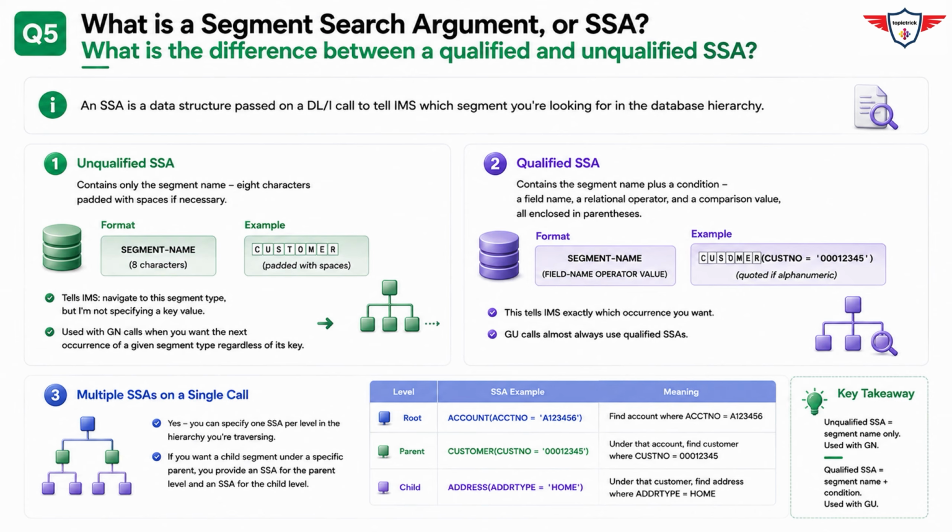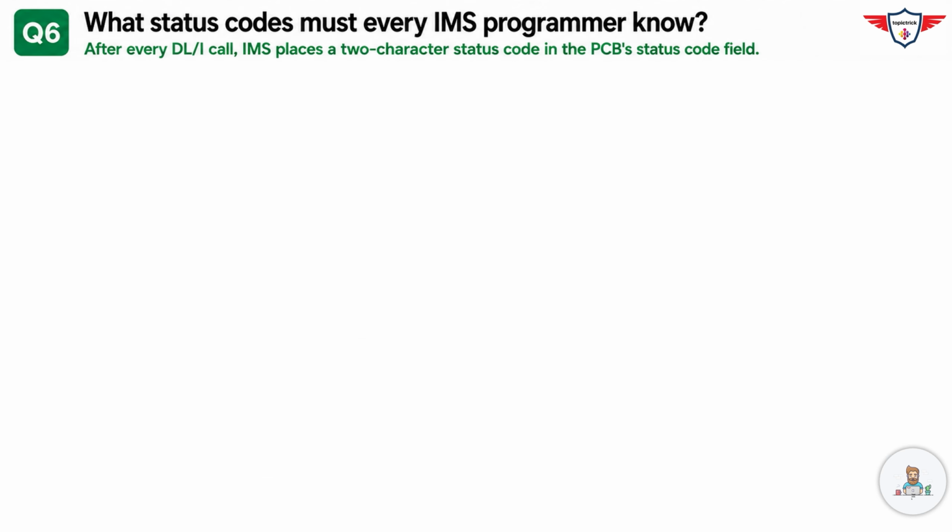Now, interviewers often ask a follow-up question, that is, can you use multiple SSAs on a single call? And the answer is yes, you can specify one SSA per level in the hierarchy you are traversing. So if you want a child segment under a specific parent, you can provide an SSA for the parent level and an SSA for the child level. Now the next question is, what status code must every IMS programmer know?